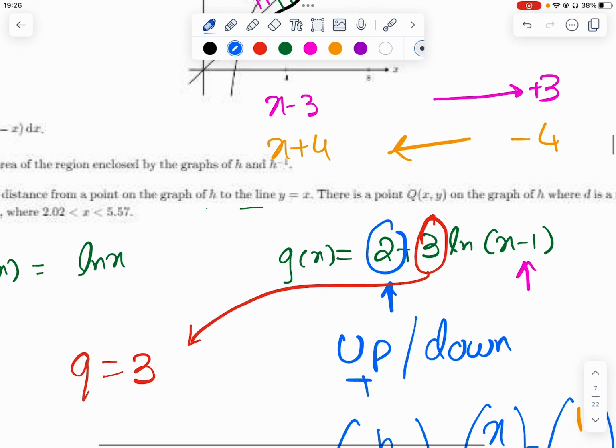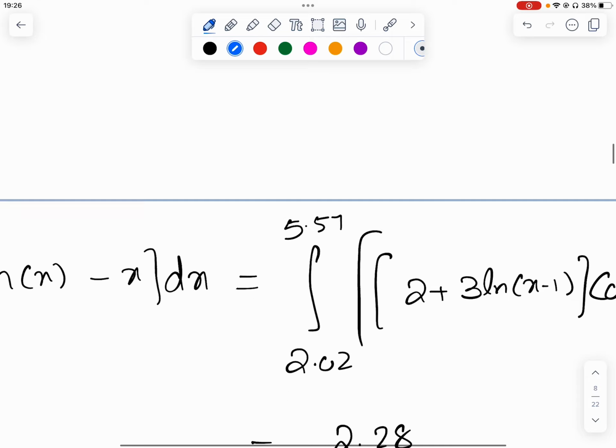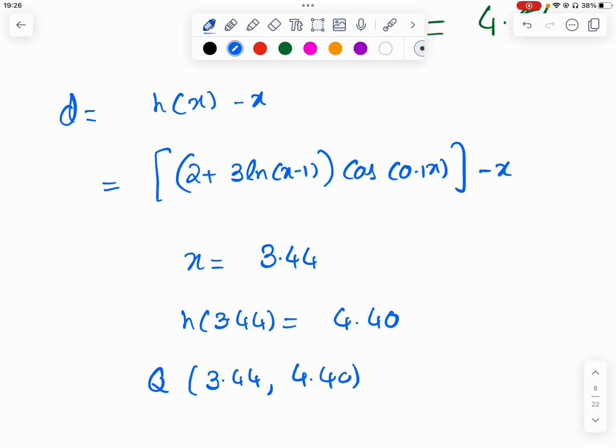Once again, what is he asking us to find over here? There is a point Q on the graph H where D is maximum. So draw the graph using the GDC and find the maximum point. Directly you can find it, or you can first find the x value and plug that x value into the function. Then automatically you'll be getting 4.40. That's going to be the answer.